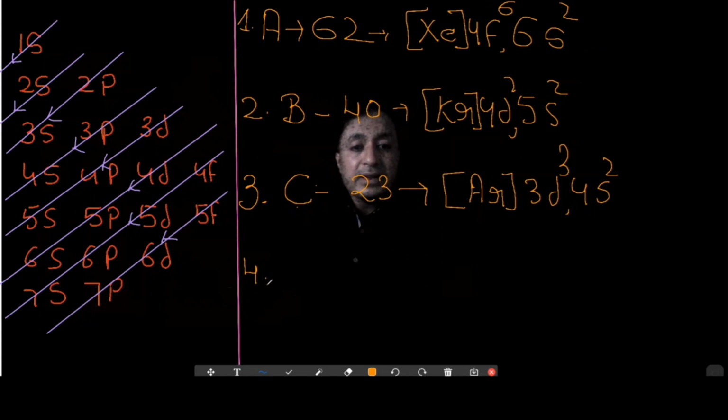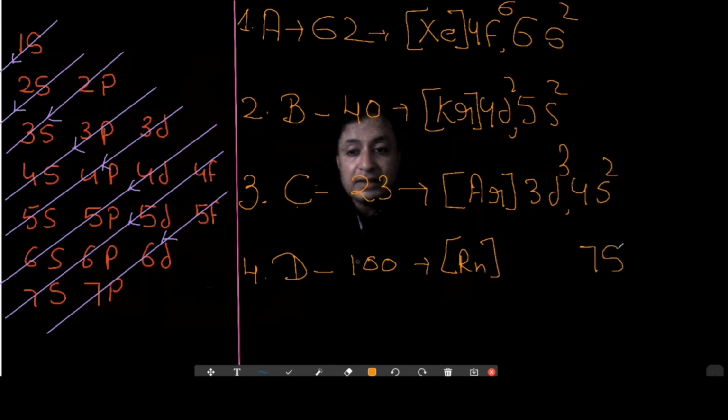Okay, one more element we can consider. Suppose we consider element D with atomic number 100. This time we have taken 100. Now before 100, which noble gas is going to be there? The last one, that is radon. If you have taken radon, it means that already 86 you have filled. It means up to 6p6 electrons are already filled. Now after 6p6 the electrons will be going in the 7s orbital. In 7s a maximum of 2 electrons can be there, so it makes 88.